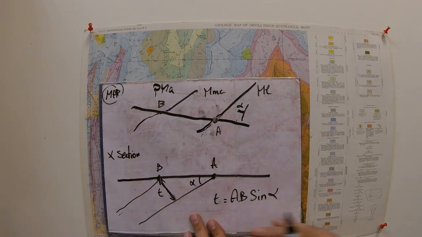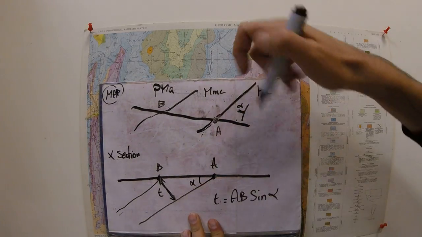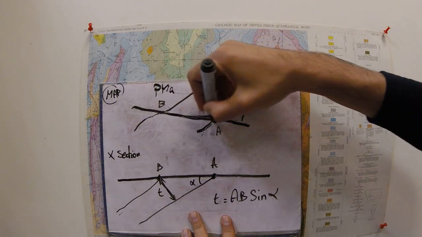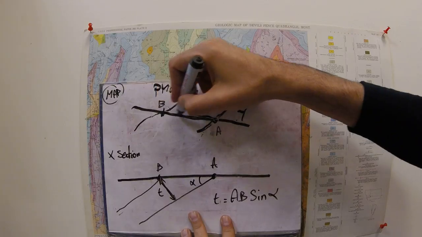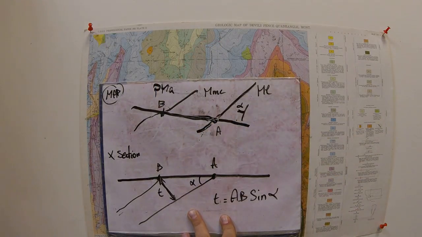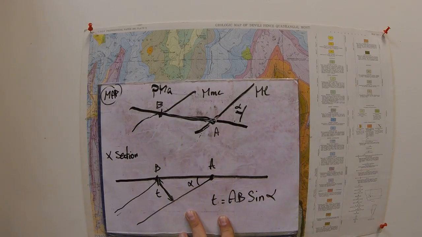Right? So that is straightforward. The AB distance is the distance you measure on the map between these 2 points here. So that's that distance here. So remember, that's going to be in millimeters, so you will have to convert that into meters to be able to calculate the thickness in meters that you can then represent on your cross-section.